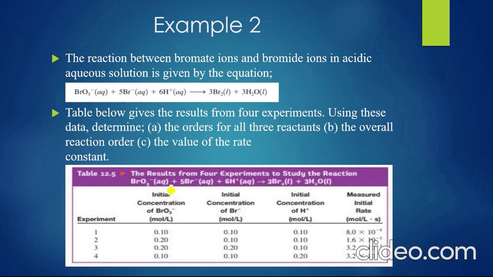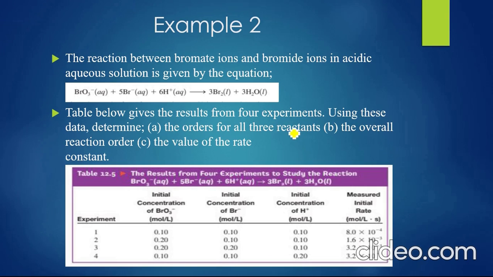And then the table is given, which is going to help us, because for us to determine the orders for all the 3 reactants, we need the information from experiments 1, 2, 3, and 4. Here it's showing the initial concentration of bromate ions, here the initial concentration of bromide ions, here the initial concentration of hydrogen ions, and the initial rate that was measured is given here. So how can we now determine the orders for all the 3 reactants?